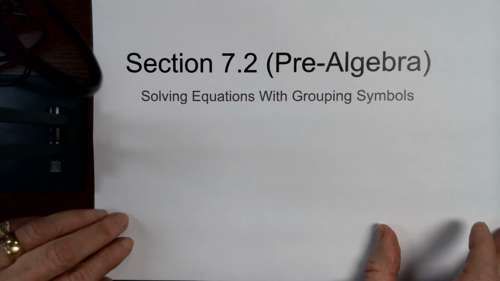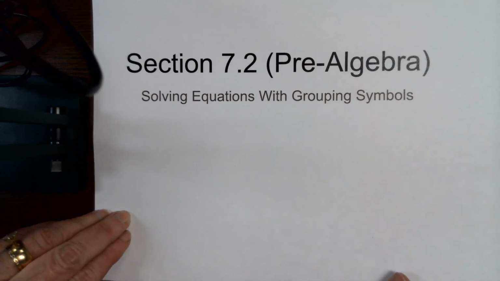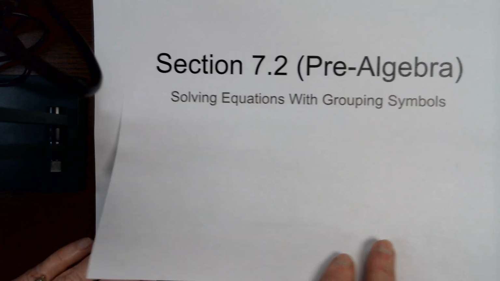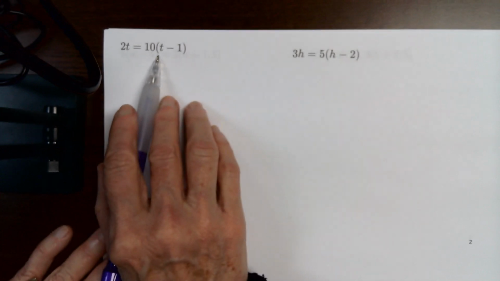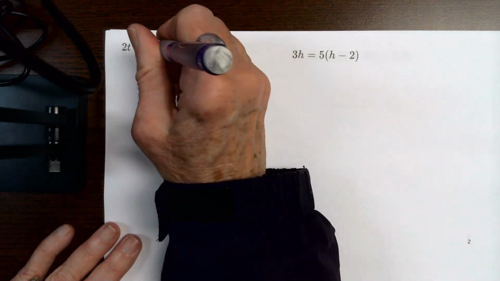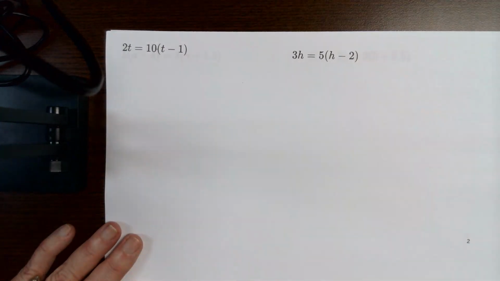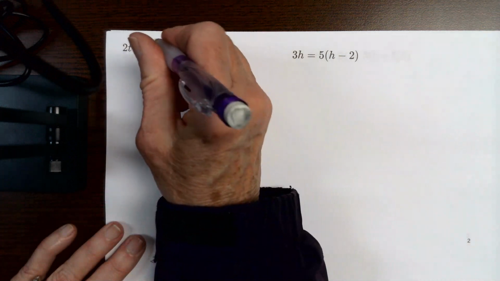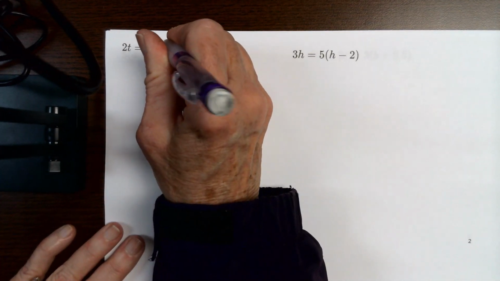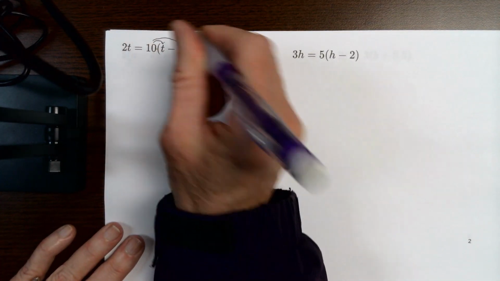Section 7.2 concerns solving equations with grouping symbols. The grouping symbols are like the distributive property. The very first thing when you see a number multiplied by the parenthesis, when there's nothing there, there's an understood dot there because it's multiplication, you must do the distributive property first in the problem. So I'm going to take the 10 and multiply it by both of those.